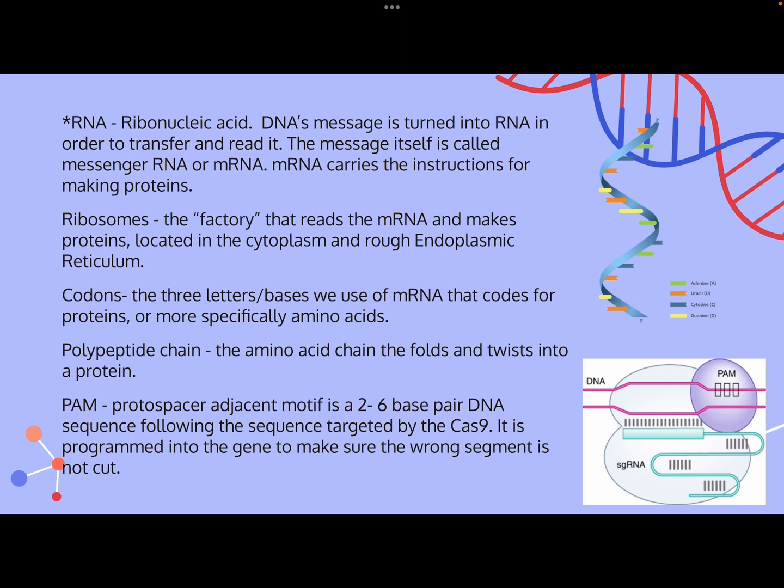Also important is RNA. RNA is transcribed from DNA and is used as the message that goes throughout the body, specifically to ribosomes, which read it and make certain proteins that build the people we are.